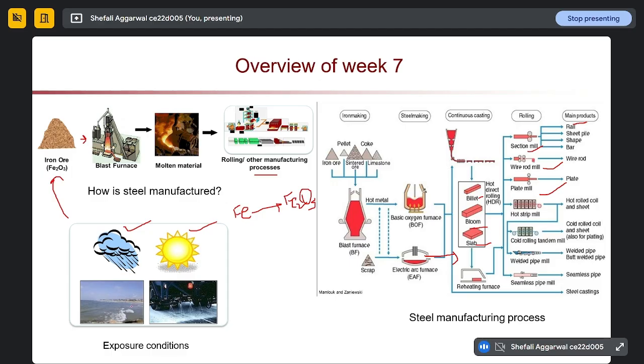And the other thing is, what are the causes of corrosion? This is what is causing the oxidation. And next is what is causing the corrosion. The difference between rust formation and corrosion is that rust means iron is directly converting into some oxide products.